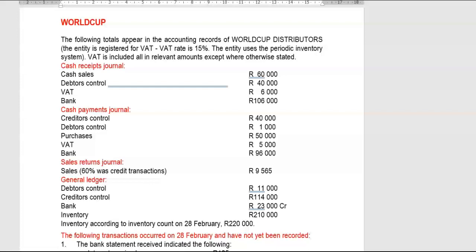Good. World Cup is an excellent exercise to test whether you understand subsidiary journals and how the postings from subsidiary journals are done into the general ledger. The following totals appear in the accounting records of World Cup distributors. The entity is registered for VAT and the VAT rate is 15%.